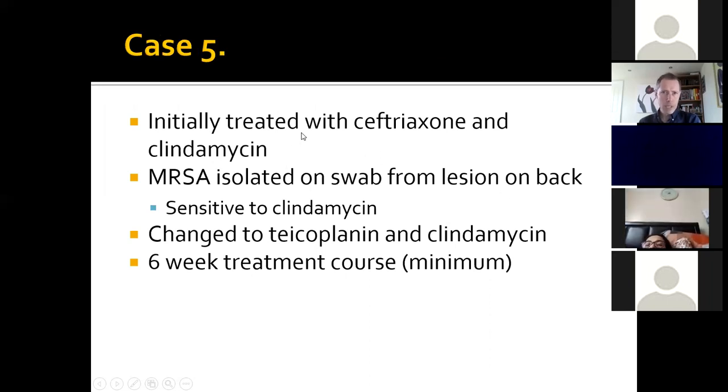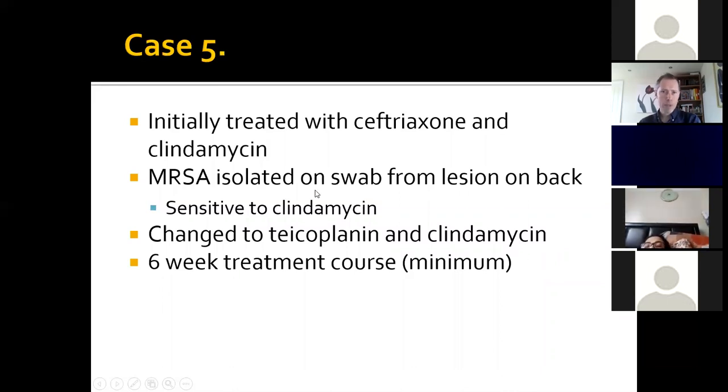So he was initially treated with ceftriaxone and clindamycin, as is our protocol. But we swabbed the lesion on his back, and this grew MRSA, which fortunately was sensitive to clindamycin, so he had been receiving some effective treatment, but the ceftriaxone would not be working. So it was changed to teicoplanin and clindamycin, and then he received actually a 6-week treatment course in total because of the size and number of these lesions.